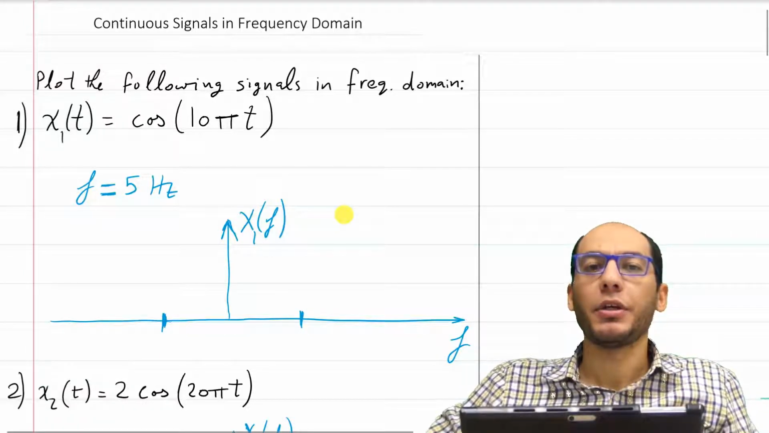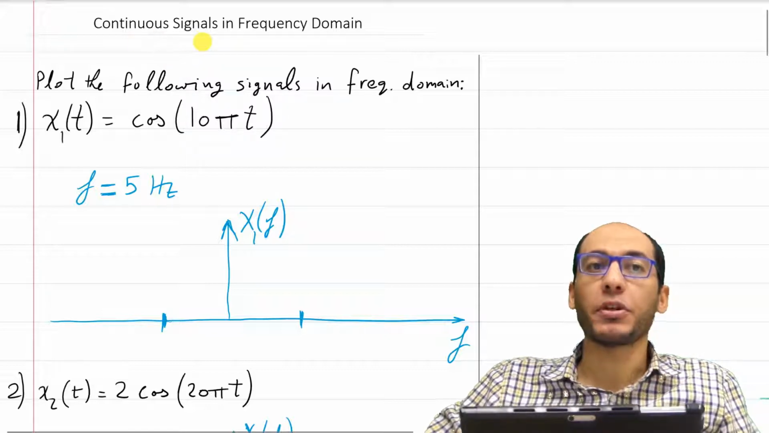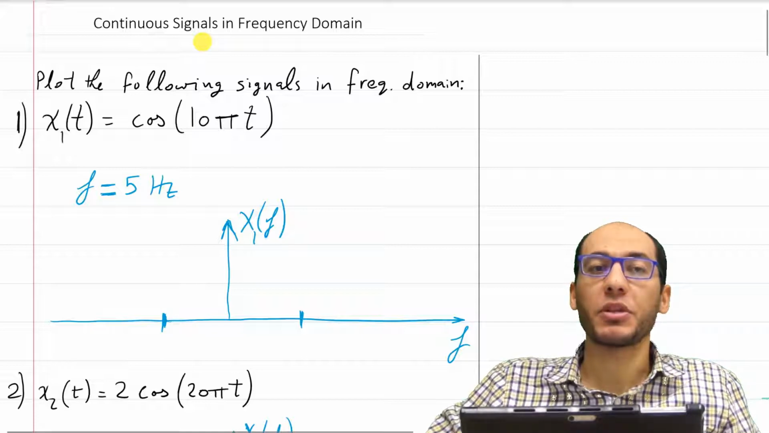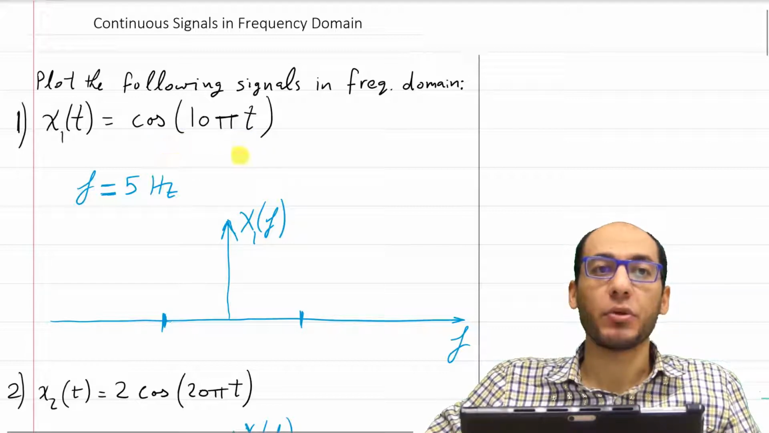Hello everyone, in this video I'm going to solve some example problems on how to identify the Fourier transform of some continuous time signals. In particular, I'd like to give you some skills on how to plot these signals in the frequency domain if they're given in the time domain, without taking the Fourier transform explicitly using mathematics. Okay, so let's take the first example.